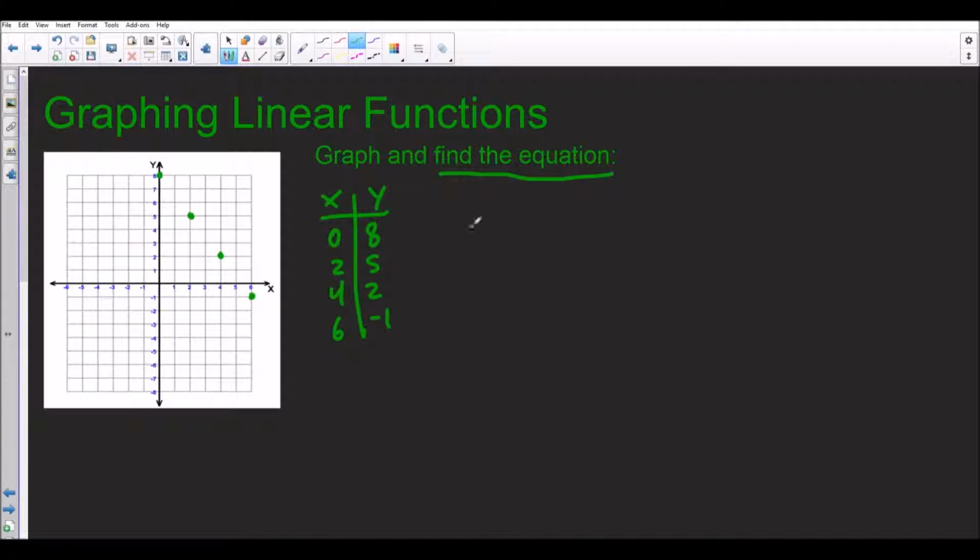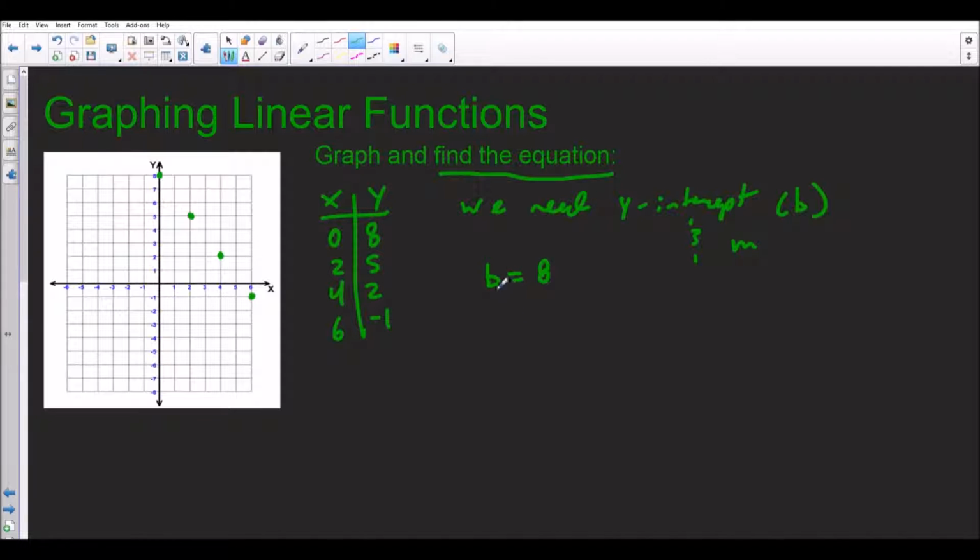So what we need to find the equation is we need the y-intercept, or b, and we need m. So we need the y-intercept and m. So the y-intercept, or b, is really easy because it's already plotted on there, right? It's where the line crosses the y axis. So our b is going to equal 8.